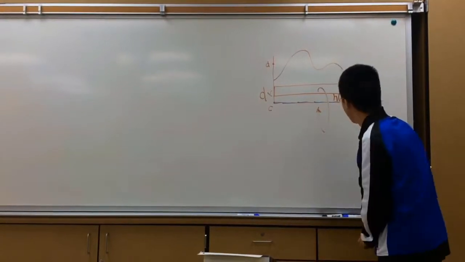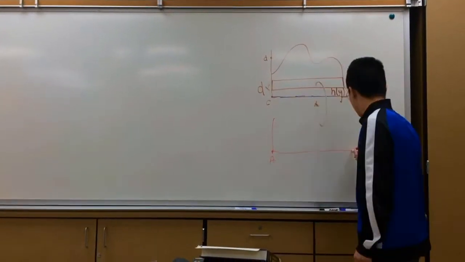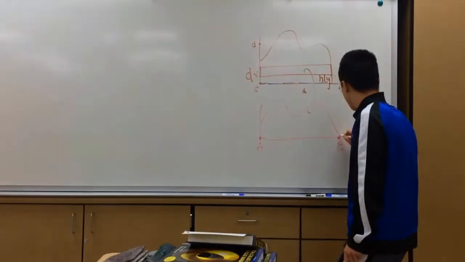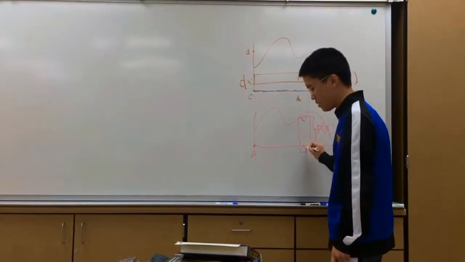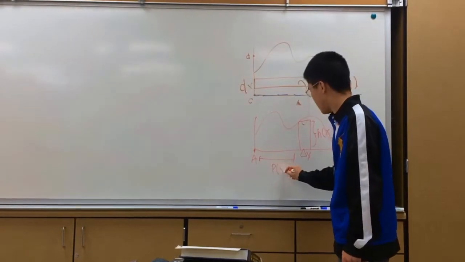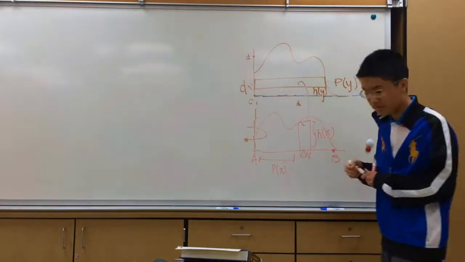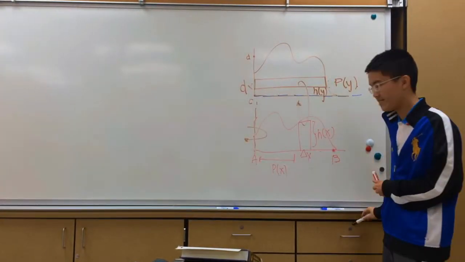With a vertical axis of revolution, we draw vertical rectangles and set it up essentially the same way. P sub x is the radius, the distance from the axis of revolution to the rectangle. H of x is the height of the rectangle, or the value of the given function, and delta x is the width of each rectangle.